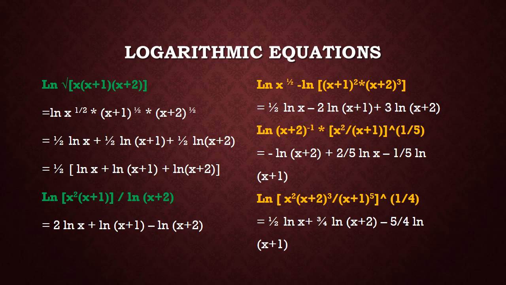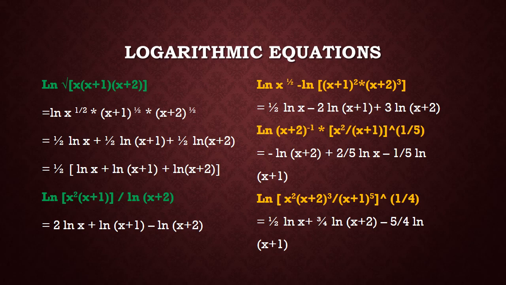Next you have ln of x plus 2 raised to power minus 1 multiplied by x square over x plus 1, and this whole term has a power of 1 over 5. It seems complex, but you're going to simplify it to solve it further. And you get minus ln x plus 2 because x plus 2 had a power of minus 1, plus 2 over 5 ln x. And where do we get this 2 over 5? We get it because x was square and it had a power of 1 over 5. So 2 multiplied by 1 over 5 gives you 2 over 5, and you have x to the 2 over 5.